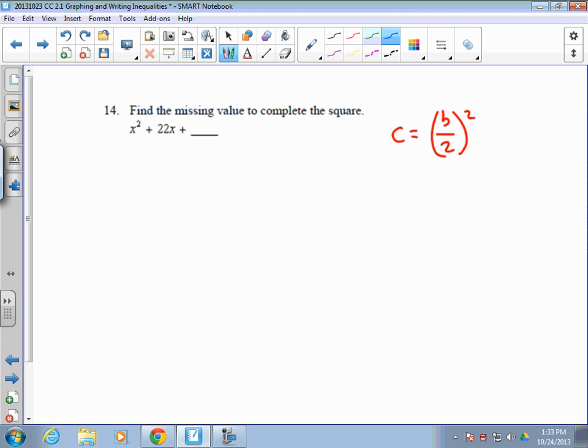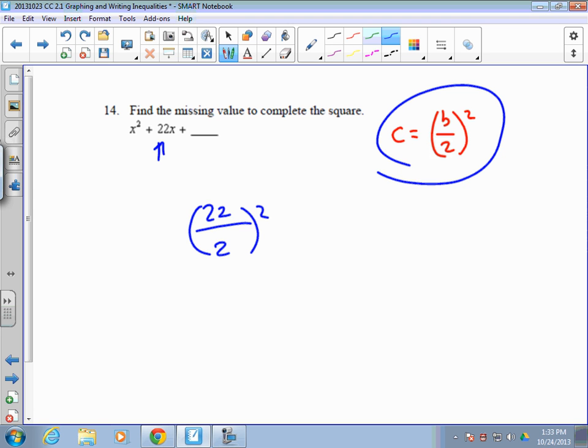Finding the missing value to complete the square. Ax squared plus bx plus c. This is how you find c. Take the b value, which is 22, divide it by 2, and then square it. 22 divided by 2 is 11, and 11 squared is 121. So your c value is 121.